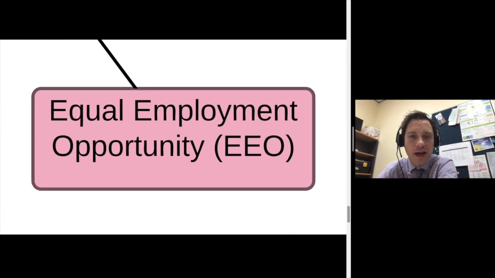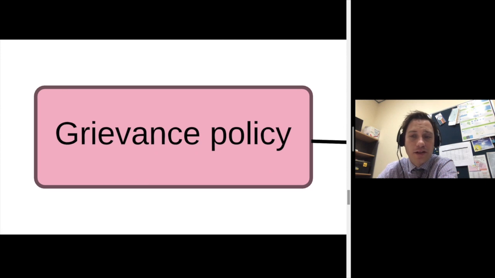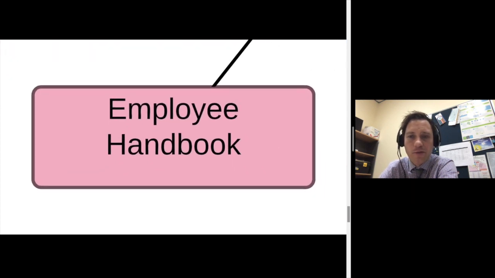EEO, if we look at employment-based issues, there might be a grievance policy in the organisation. So what to do if you actually have a grievance with someone, and also an employee handbook, which sets out general ideas as well. So there's a number of ways in which you can identify and also take the action that you need. And so you just need to be aware of those things when you go into the workplace.